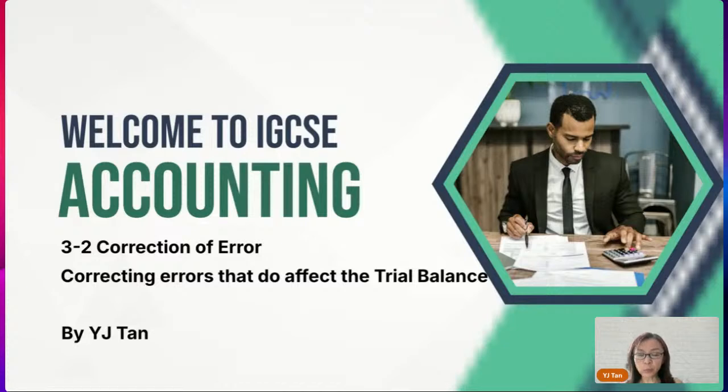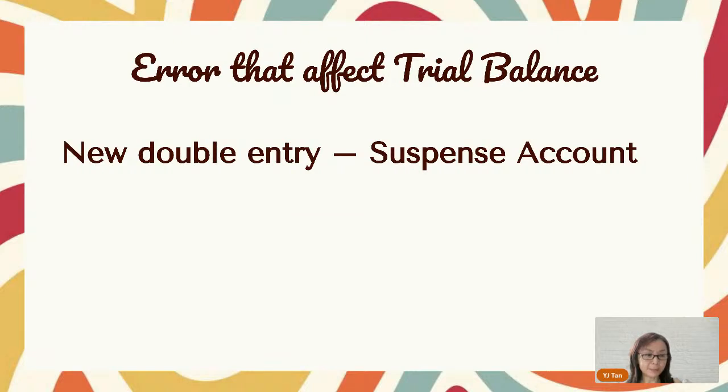In the previous video, we shared a few examples of errors which do not affect the trial balance, the final figure, whether it's balanced or not. But now, in this video, we will focus on correcting the errors that do affect the trial balance. It does affect, it means that it's not balanced. Okay, so let's have a look.